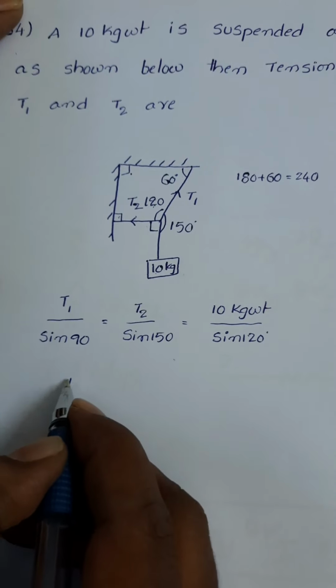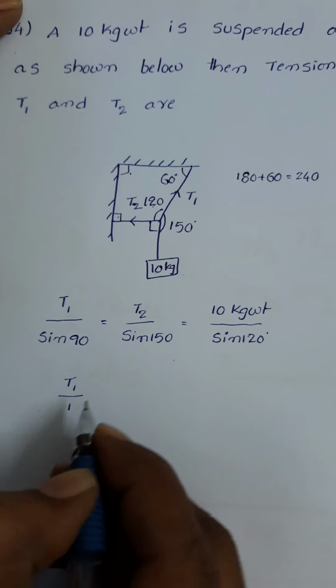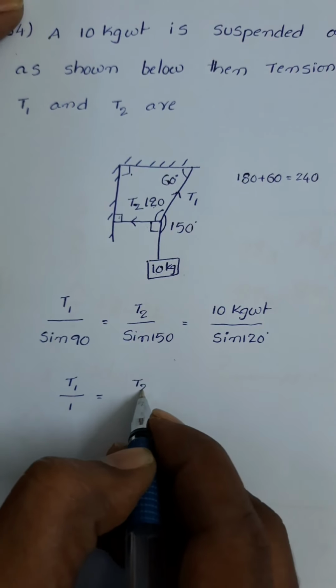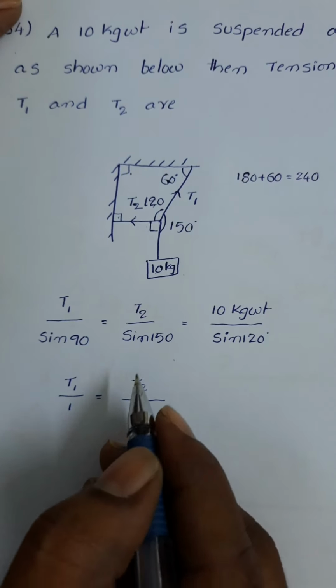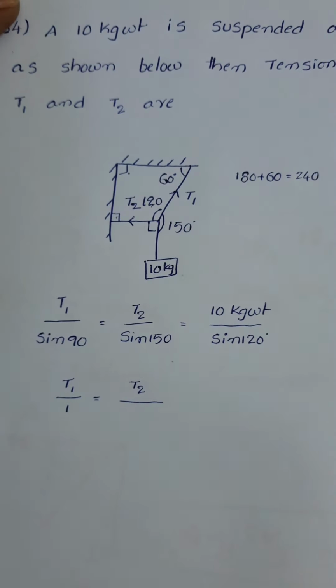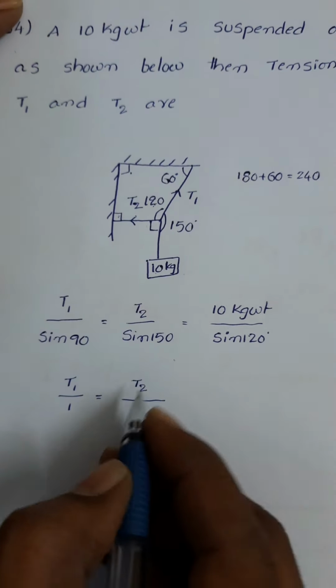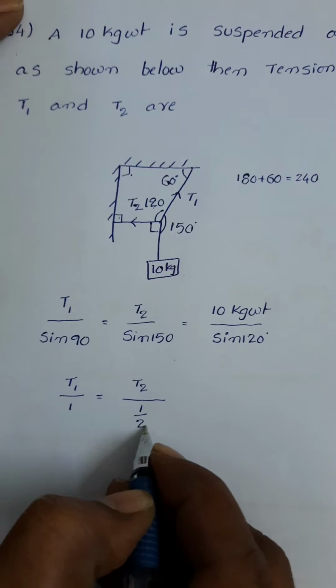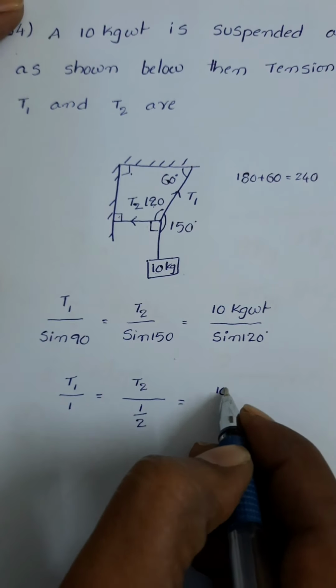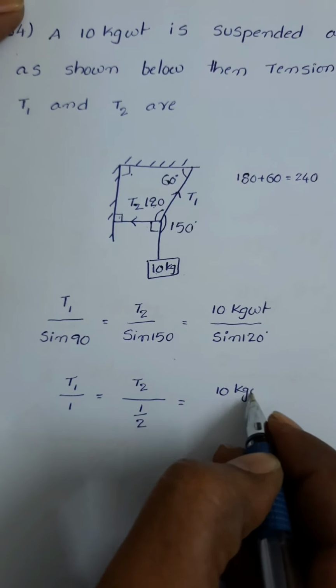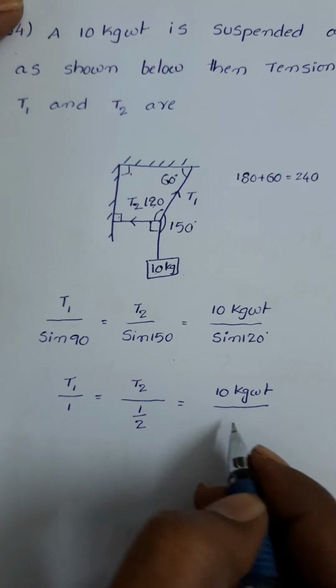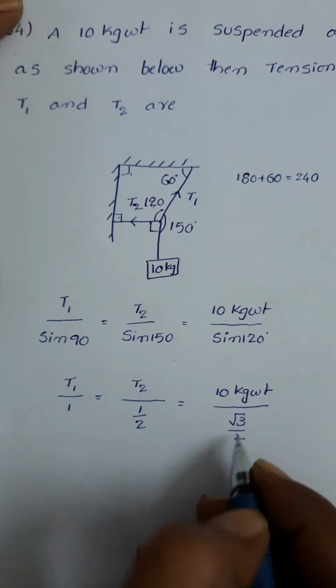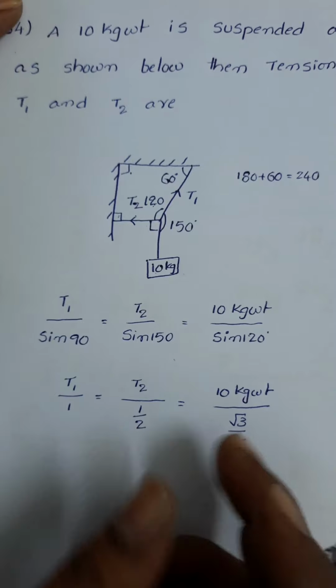From this, T1 by sine 90, which is 1, is equal to T2 by sine 150 degrees, whose value is 1 by 2, which is equal to the 10 kg weight divided by sine 120 degrees, which is root 3 by 2. Equate these two, and next equate these two.